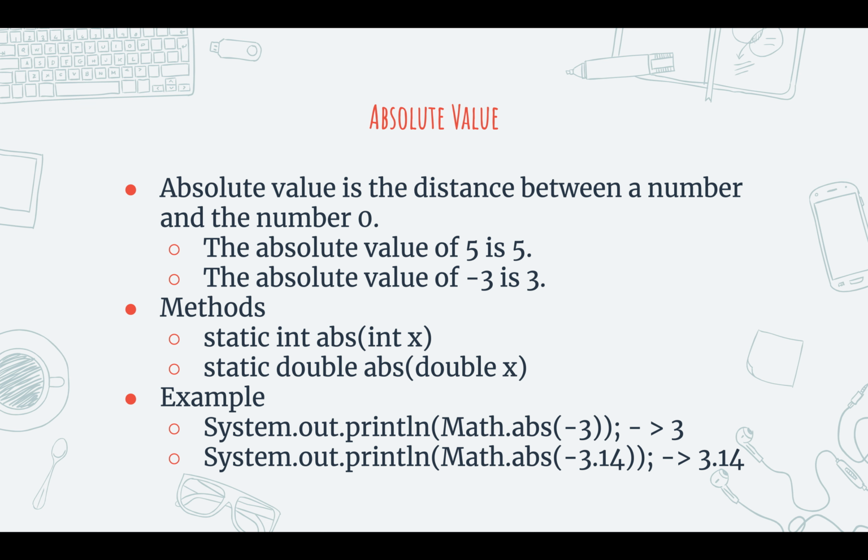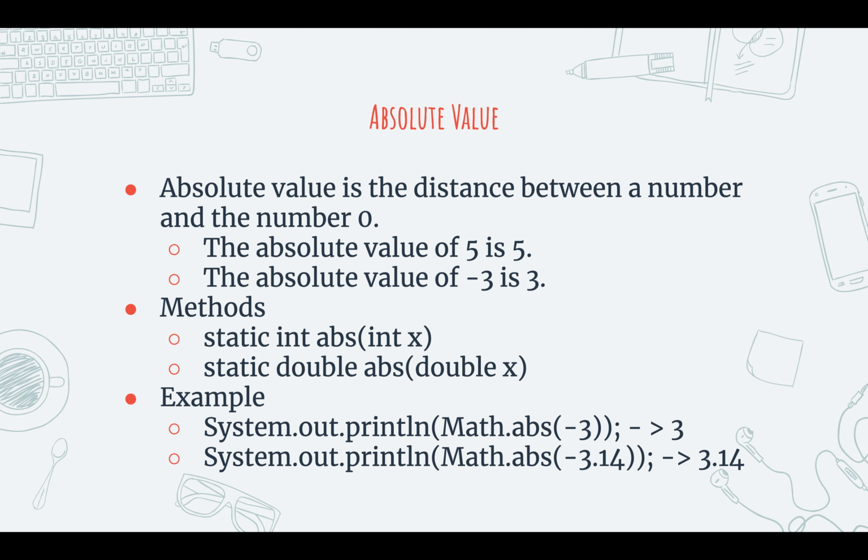There are two methods with the absolute value, and they differ mainly only by their arguments and return type. If you give it an integer, it's going to return to you an integer. If you give it a double, it's going to return you a double. I provided you two examples: math.abs, and if you input negative 3, it's going to give you back 3. There is no decimal after it. But if you give math.abs 3.14, it's going to return 3.14. Negative 3.14 is going to give you 3.14.